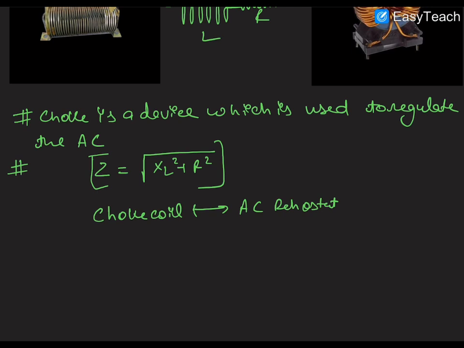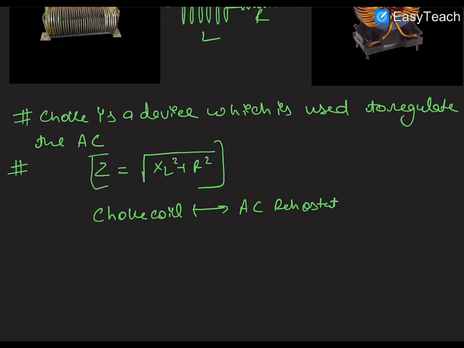Actually, choke coil and rheostat are almost the same thing, but there is a difference which separates them apart. A rheostat is a variable resistance, while no element in the choke coil, either inductance or resistance, is variable. They both are constant, and we cannot vary the resistance and inductance of a choke coil. But obviously, we can use a choke coil of higher impedance when required in an AC circuit. So, this is the first difference.